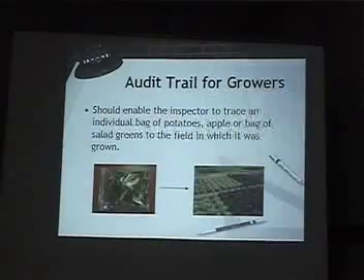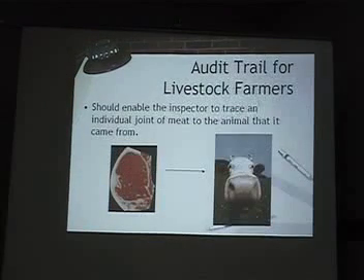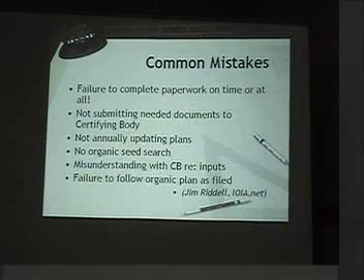So for growers, a bag of potatoes, your apple, a bag of salad greens, when you're selling that at the market or wherever, we need to be able to go back and find which field you grew it in, when you harvested it, what kind of inputs were given. For larger animals anyway, you should be able to trace the meat right back to the source. And the same thing with poultry, but it's lot with poultry.